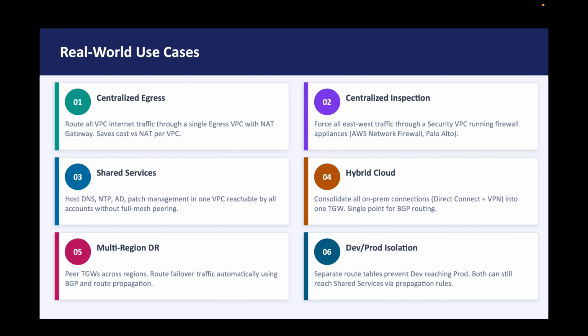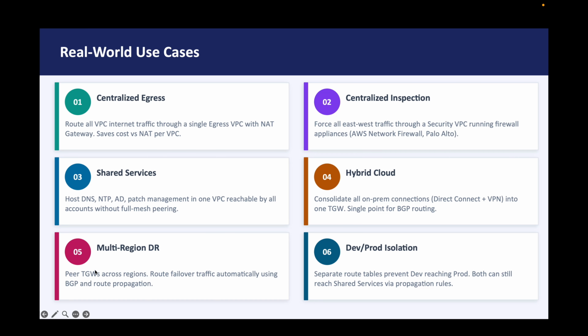Okay, next one is real world use cases. First one is centralized egress. That means one NAT gateway in an egress VPC instead of one per VPC. Saves a ton of money at scale. Second one is centralized inspection. Route all east-west traffic through a security VPC running Network Firewall or Palo Alto. Full visibility, one place. Third one is shared services like DNS, NTP, AD, patch servers in one VPC. All accounts reach it via propagation. No peering needed. Fourth one is hybrid cloud. All DX and VPN connections terminate at one transit gateway. One BGP table to rule them all.